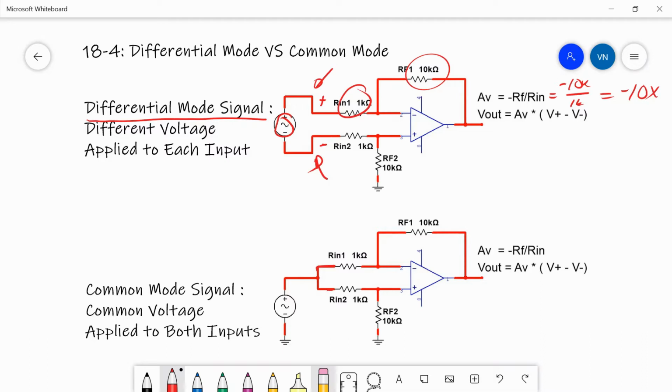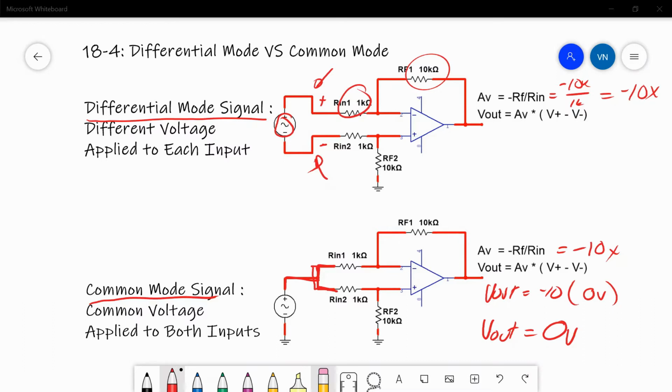Now, when we apply a common mode signal, we're applying the same voltage to both inputs. So the difference between the inputs is 0 volts. If we multiply that by 10, which is the gain factor in this one as well, Vout becomes 10 times the difference between the two input voltages. But because they're the same voltage, that should be 0 volts. So the output from a common mode signal should always be 0 volts if you have perfect op-amps. And they try and make op-amps perfect.